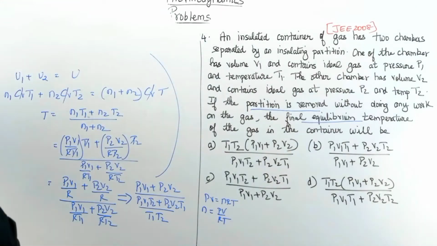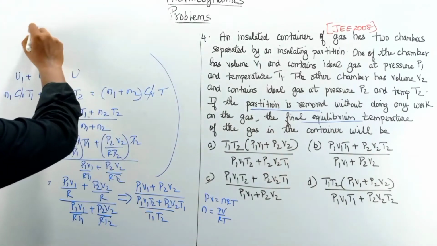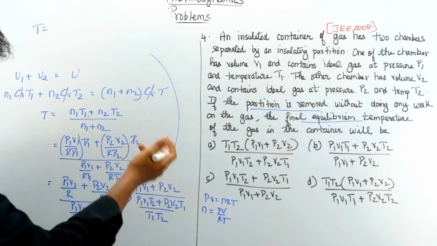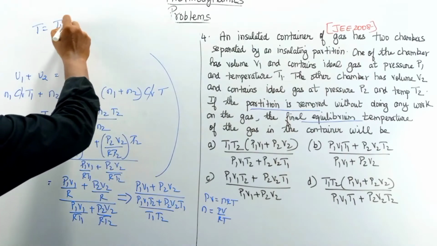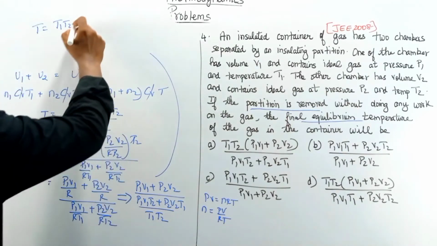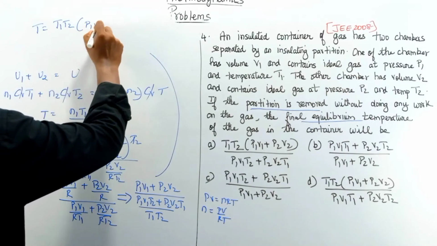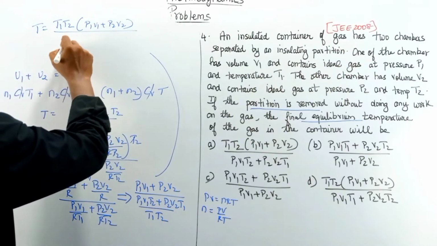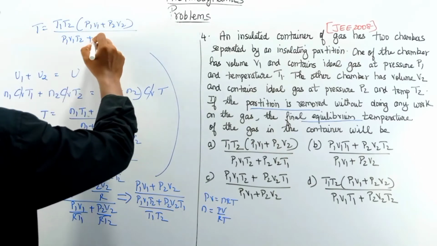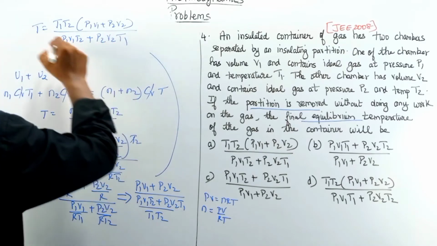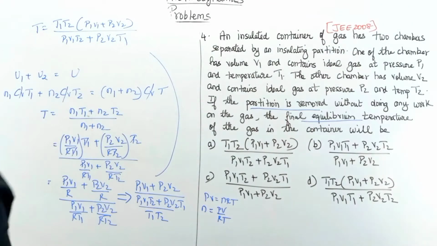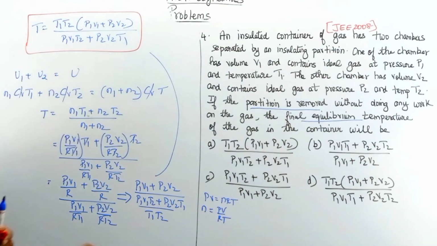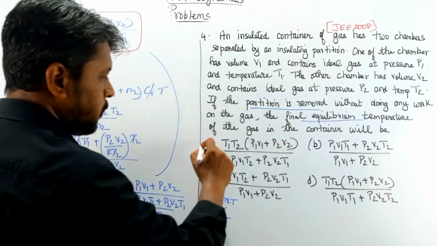So T could be written as, by taking this T1 T2 to the numerator, T1 T2 times P1 V1 plus P2 V2 divided by P1 V1 T2 plus P2 V2 T1. So this is the final expression for your T. From this, option A will be your right answer.